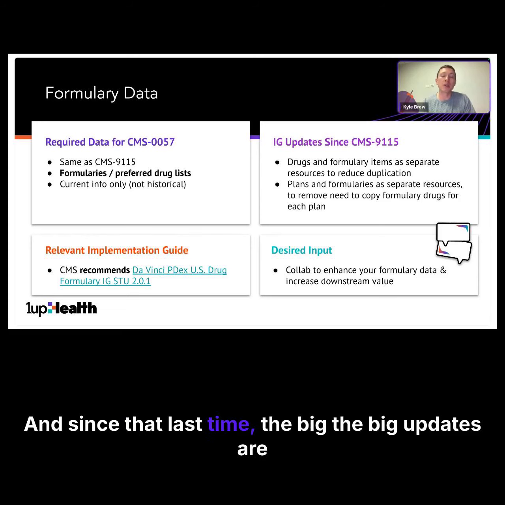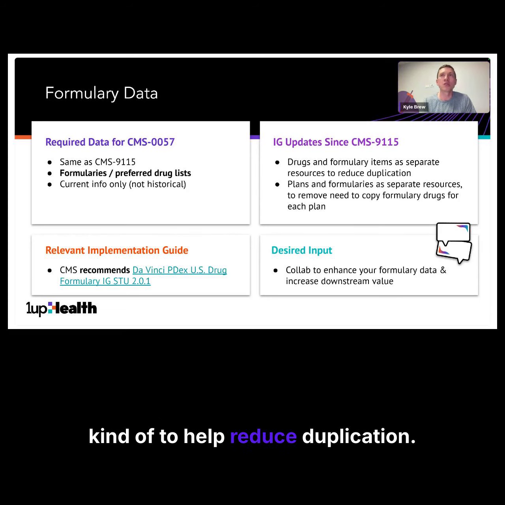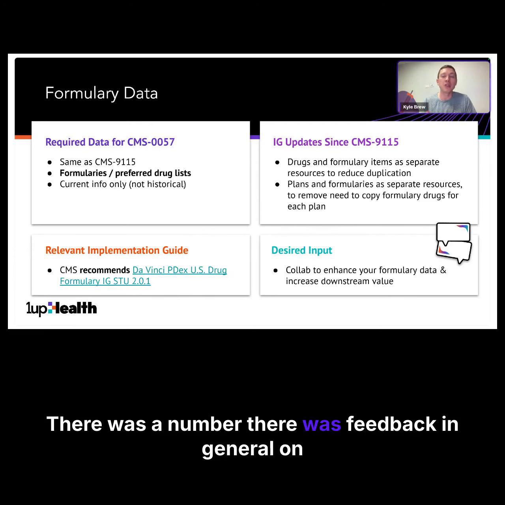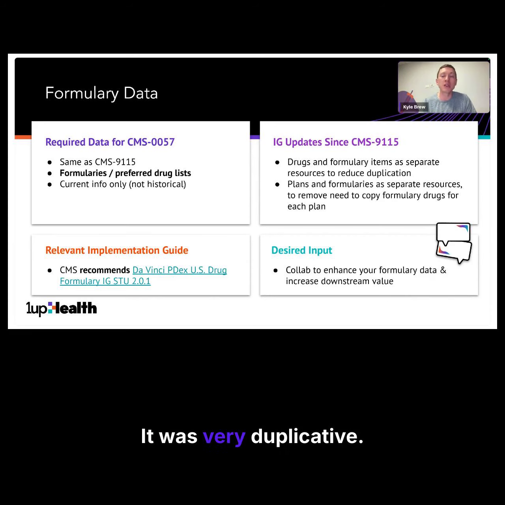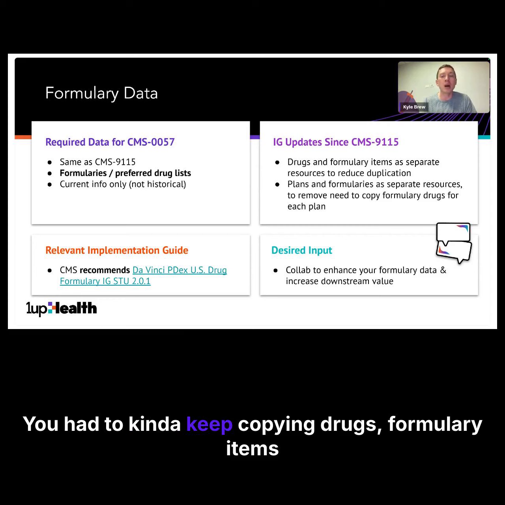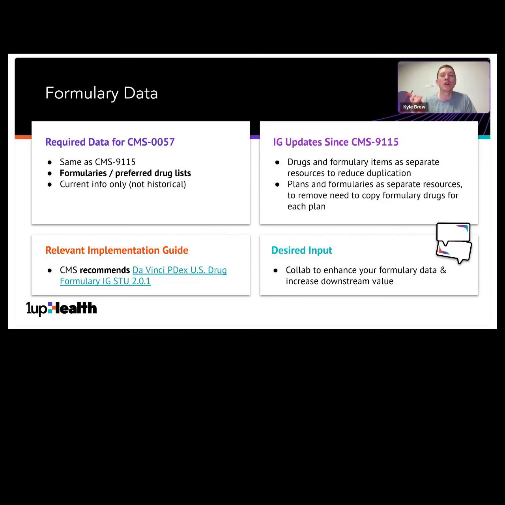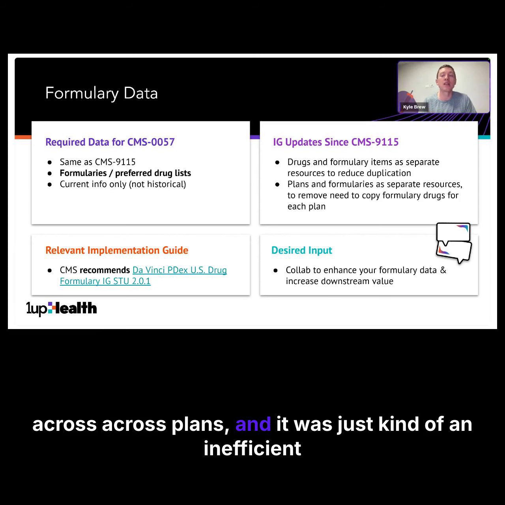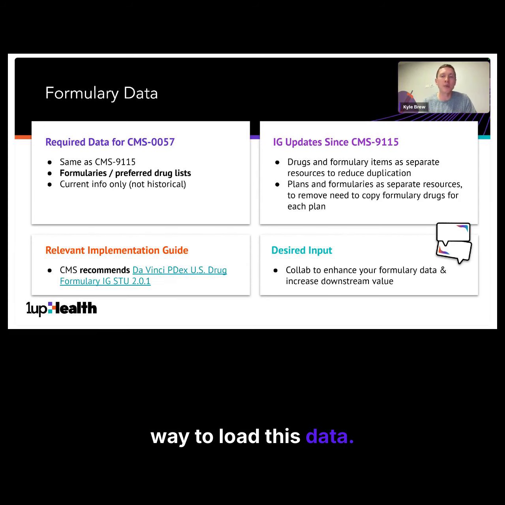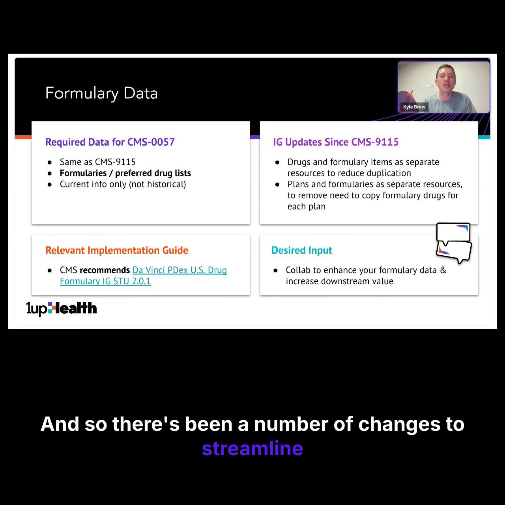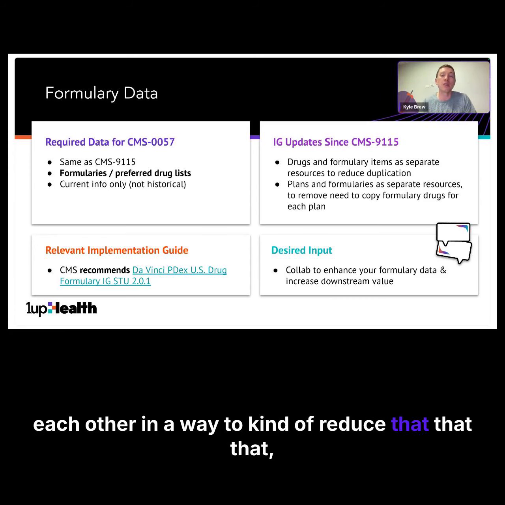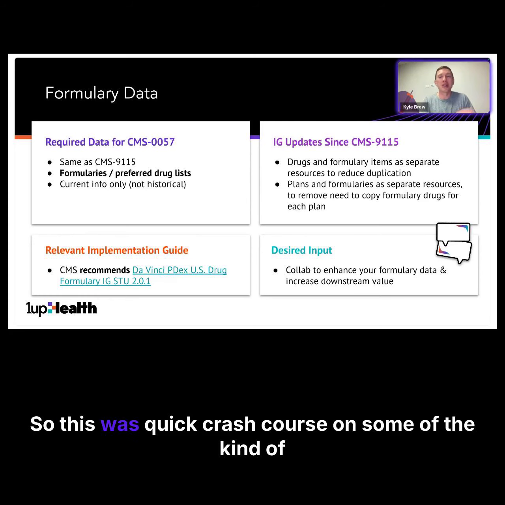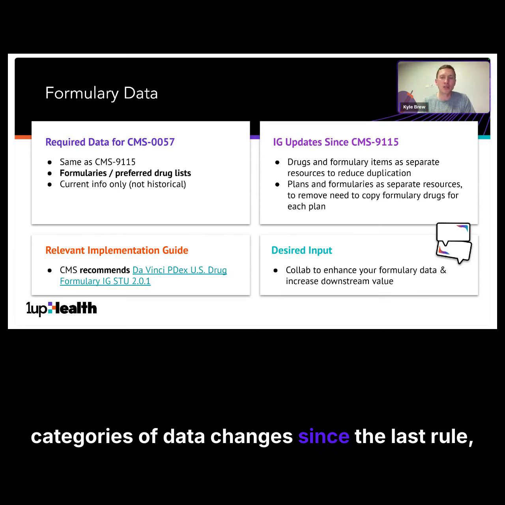Since last time, the big updates are to help reduce duplication. There was feedback in the industry groups we participate in around the first version of this. It was very duplicative. You had to keep copying drugs and formulary items across plans, which was an inefficient way to load this data. So there have been a number of changes to streamline this, making these resources separate and reference each other in a way that reduces that overhead. So that was a quick crash course on some of the categories of data changes since the last rule.